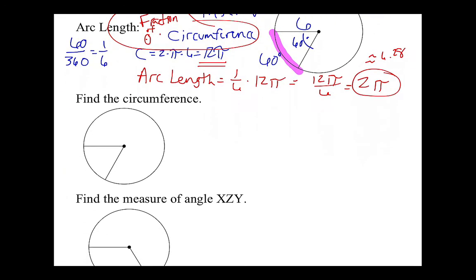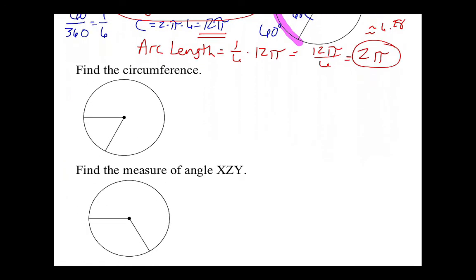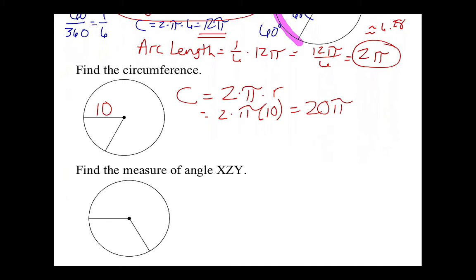So let's do another example, make sure you have this. So this one says find the circumference. If I give you a radius, let's say, of 10, circumference is very simple. The circumference would be 2 times pi times the radius, which would be 2 times pi times our radius of 10. So the circumference is 20 pi. But let's say I want the arc length of AB.